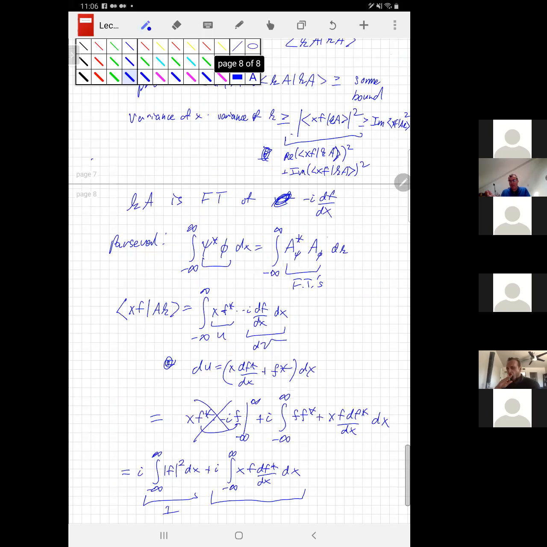Because it's greater than or equal to the whole inner product squared. If it's greater than or equal to something squared, and that something has both a real and an imaginary part, well, it's got to be greater. If it's greater than the whole thing, it's got to be greater than a piece of it too.